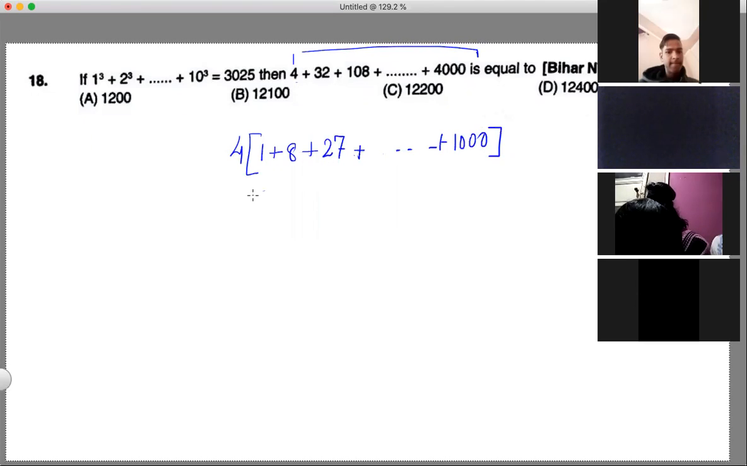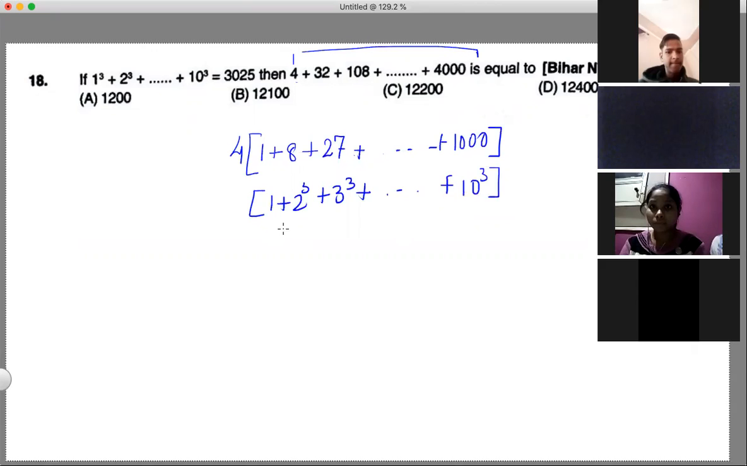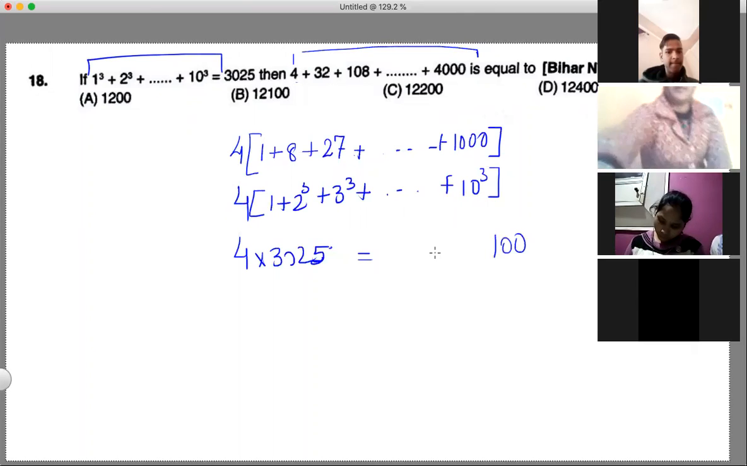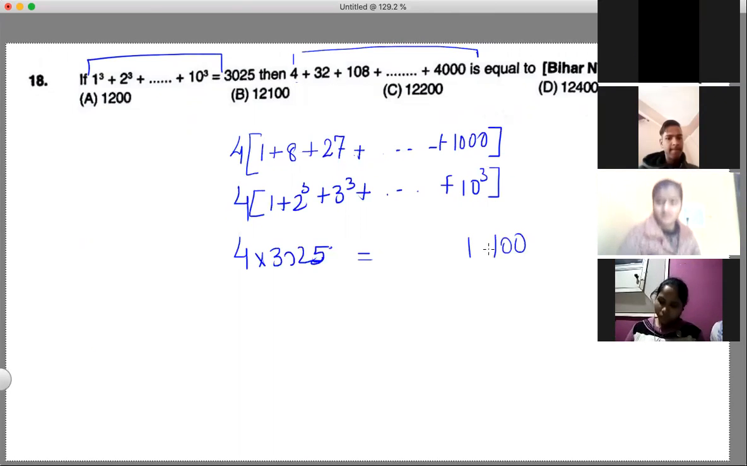What is this? This is 1 plus 2 cube plus 3 cube plus up to 10 cube, which is same as this. So it is 4 into 3025. One hundred. B is the answer. Okay.